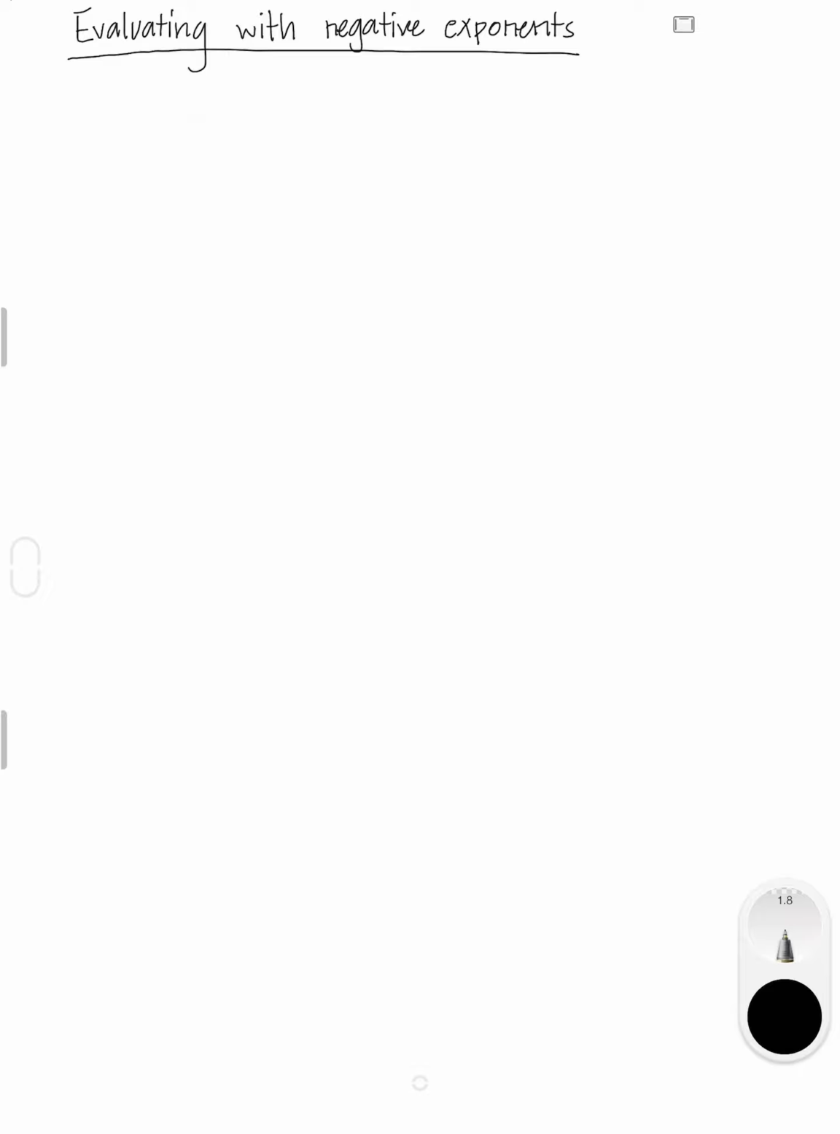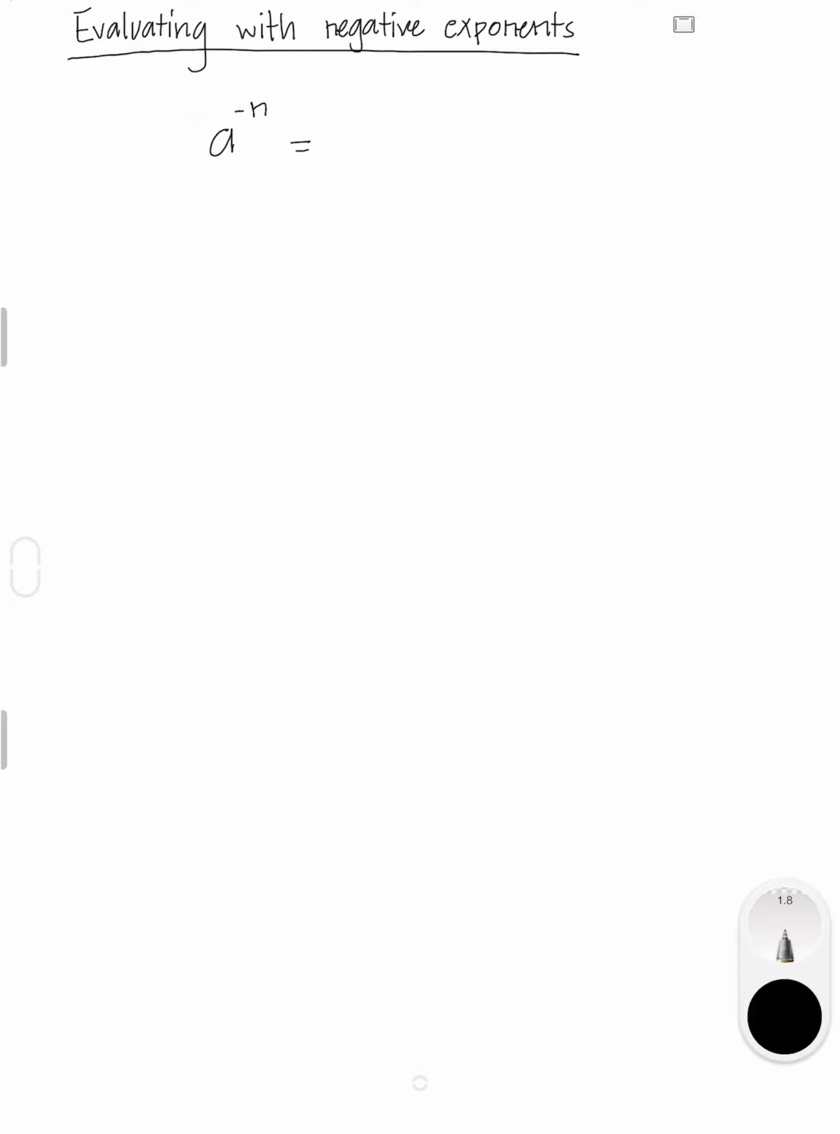In this video we're going to be evaluating with negative exponents. Before I start going over some examples, let me go ahead and explain the definition. So we have base a to the negative n. So negative n is the exponent. Basically, that negative value on the exponent is telling you that a is in the wrong place.